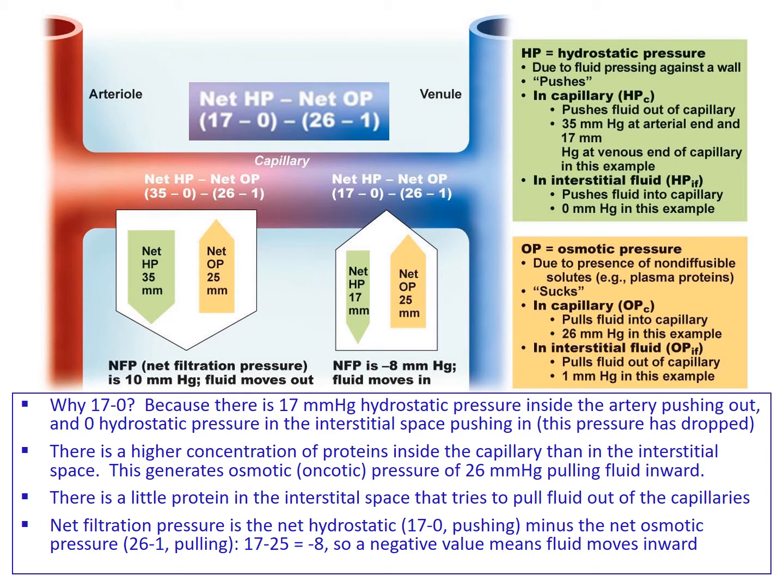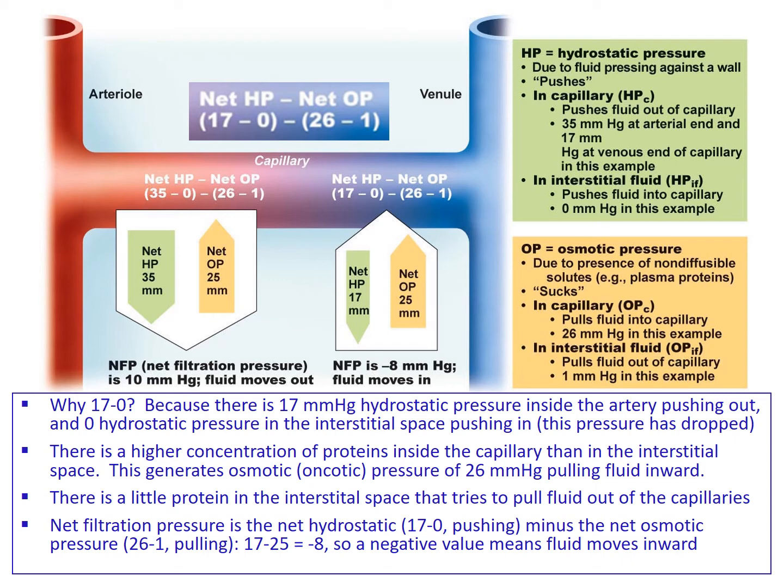What makes a difference here is that the hydrostatic pressure has been reduced from 35 to 17. So instead of 35 minus 25 giving a net filtration pressure of 10, in this case you take 17, subtract 25 from that, and your net filtration pressure is negative 8. What this means is that at a negative value, fluid is going to move from the interstitial fluid back into the capillary beds.